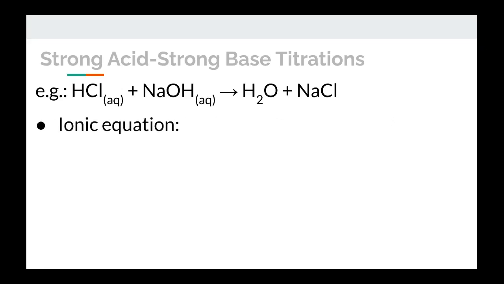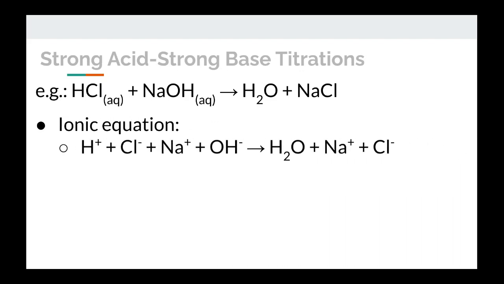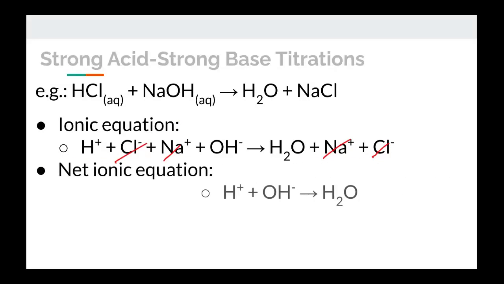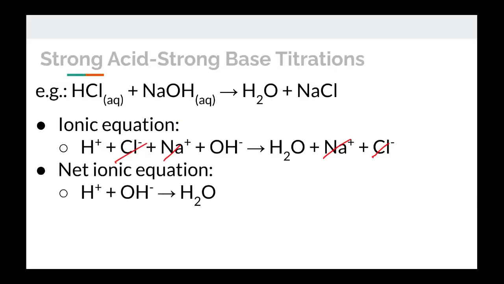So in this case, we're talking about a strong acid like HCl and a strong base like NaOH as an example. It's going to make water and a salt. If we split these up, they're strong, so we can break all the ions up. This is our ionic equation. We see that chloride's a spectator and sodium's a spectator. So the net ionic equation is just going to end up being the formation of water from the ions.